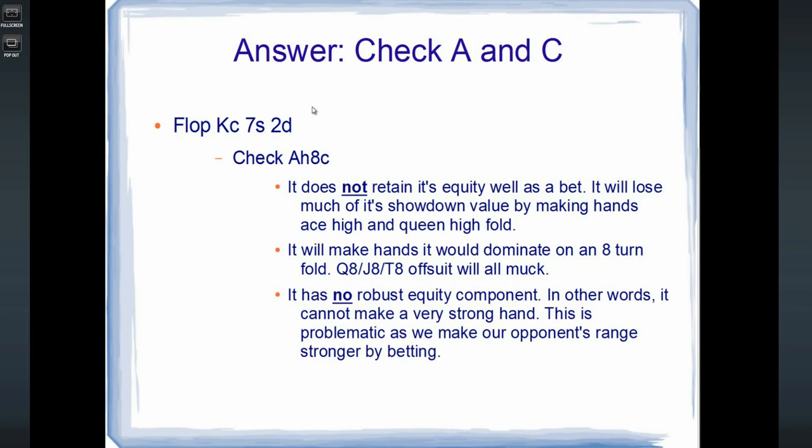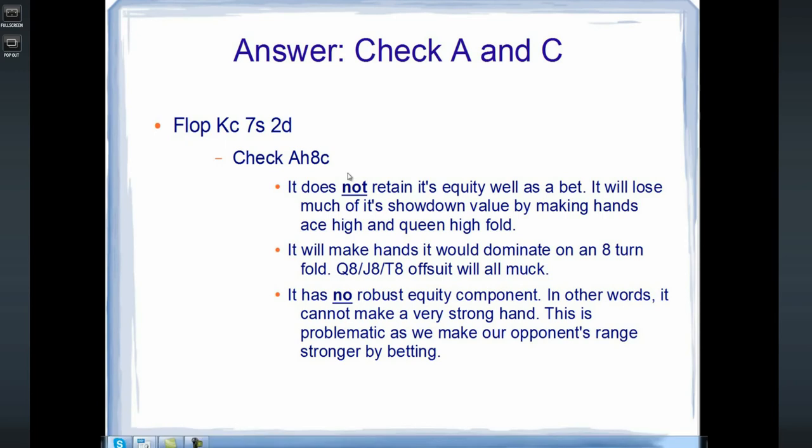Also, this hand has no robust equity component. In other words, it cannot make a very strong hand. This is problematic as we make our opponent's range stronger by betting. So, quite simply, when we bet, our opponent's going to fold his crappiest hands, so he's going to get to the turn with a stronger range, and ace-8 just can't beat strong hands. It can't beat good hands in the opponent's range. So in order to play ace-8 effectively, we really need to keep our opponent's range wide and keep those weak hands in his range, so that requires us to check back the flop.